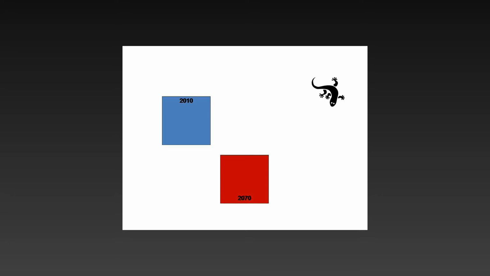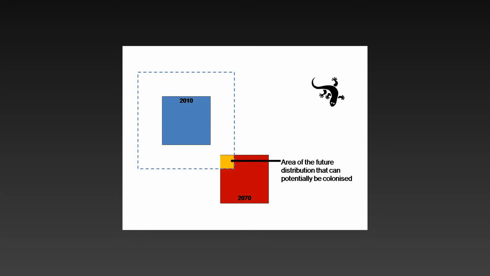This starts with the predicted species distributions from 2010 and 2070 using a realistic climate scenario. We then dilated the present distribution with the mean annual dispersal distance multiplied by the number of years between the two predictions. In our case, this was 60 years. This allowed us to identify and quantify the areas in the future distribution, represented here in yellow, that can potentially be colonised within 60 years.